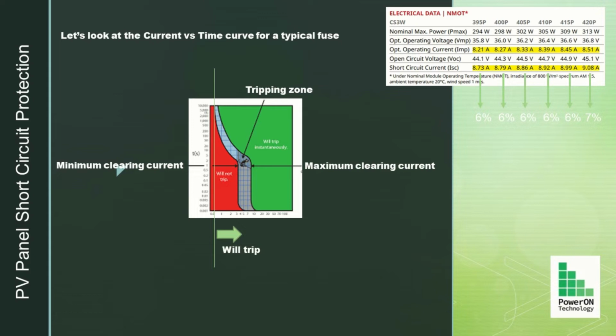If the current falls to the right of this vertical green line, the fuse will trip at some point, but not instantaneously. If the current falls to the left of this vertical green line, the fuse will never trip. The operating current for this fuse therefore lies to the left of this vertical green line.